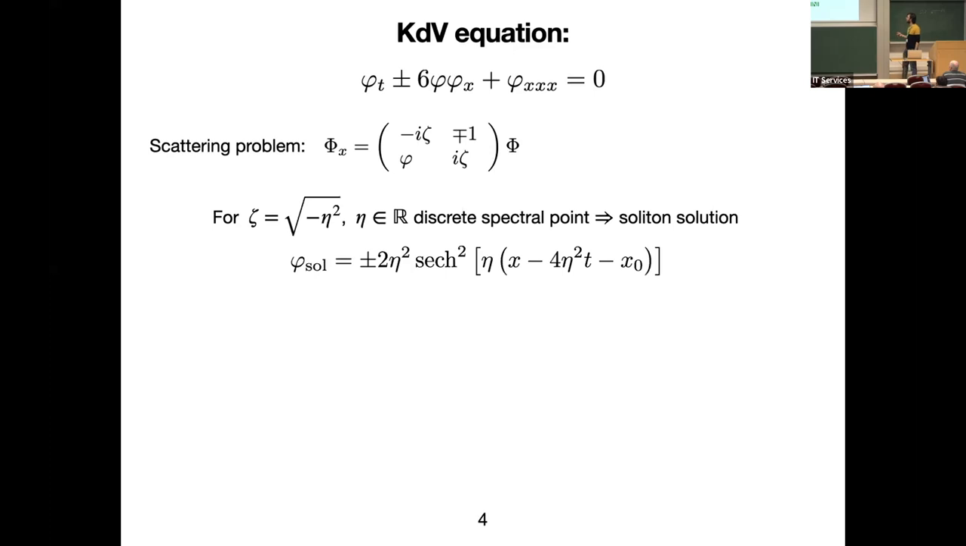As we know, this kind of system allows the presence of soliton solutions associated with a discrete spectrum point. And here is our classical soliton solution for KdV. And what we want to do is, given a set of discrete points of the spectrum, eta_i, generate the n-soliton solution associated with this spectrum.